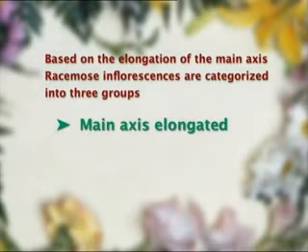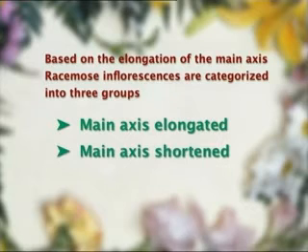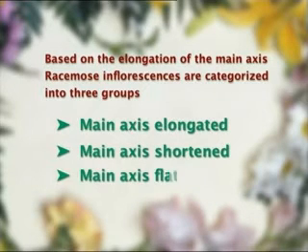There are many types of racemose inflorescence. Based on the elongation of the main axis or peduncle, the racemose inflorescences are categorized into three groups. One, in which the main axis is elongated. Second, in which the main axis is shortened. And third, in which the main axis is flattened.